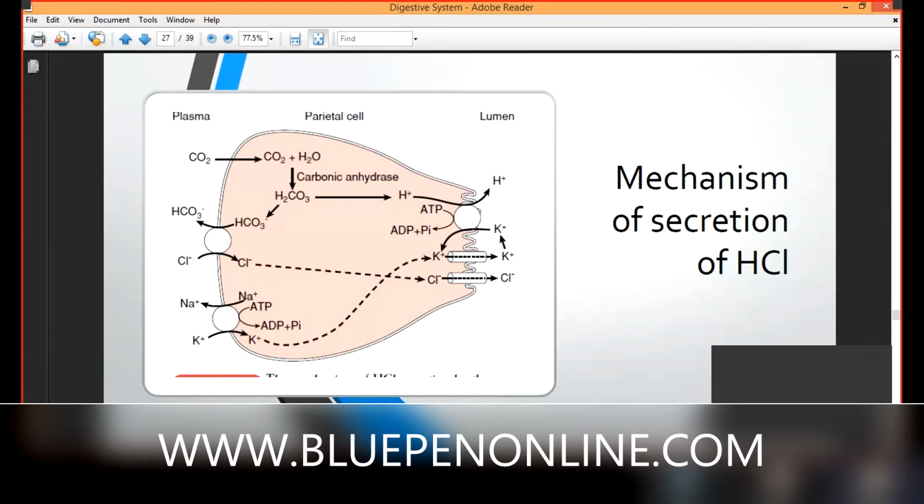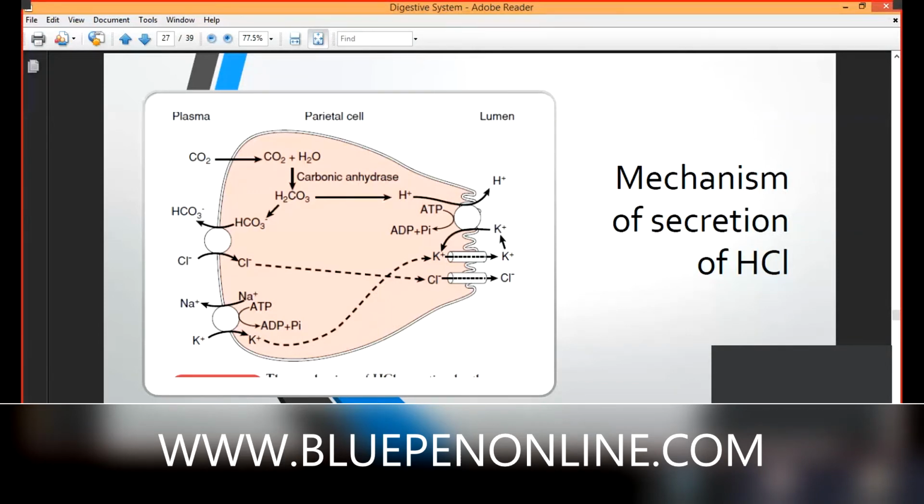So that's why after having lunch, bicarbonate secretion is more in our blood, because when HCl is present, this sodium and this bicarbonate ion combine to form sodium bicarbonate. So the presence of bicarbonate ions becomes more after having lunch. This is the mechanism of secretion of HCl. Is that clear now? Yes, ma'am.